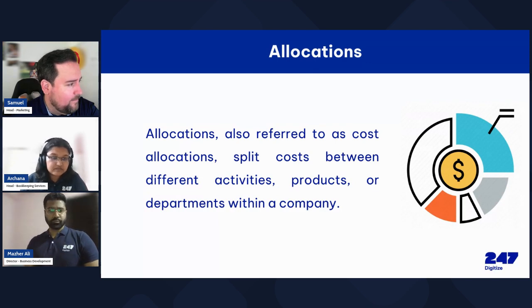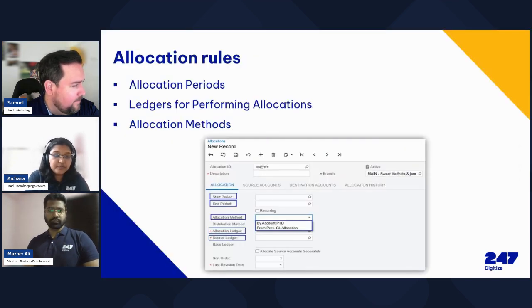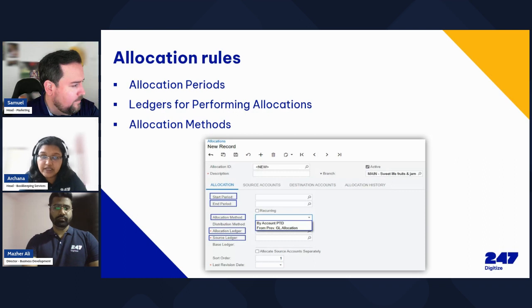Allocation periods. We can define the post period for an allocation rule by specifying the period in the start period and end period boxes on the allocations form. The allocation rule is applied to each period of the range defined by the start and end period. You can leave the end period box blank if you're not planning to stop using the rule.